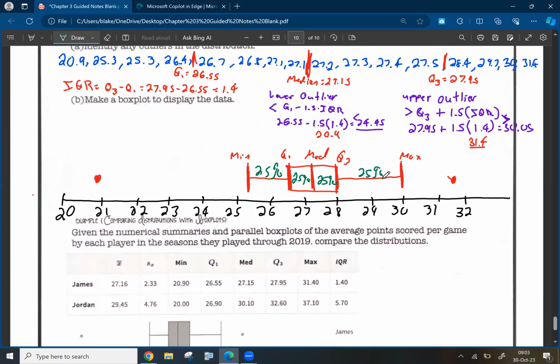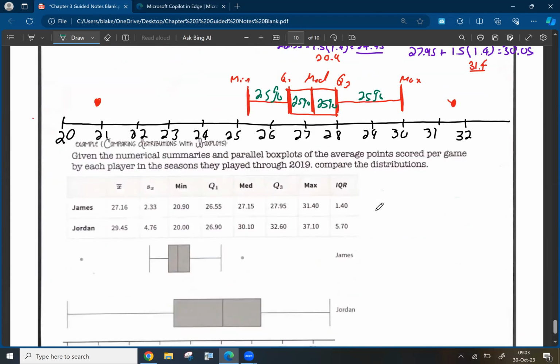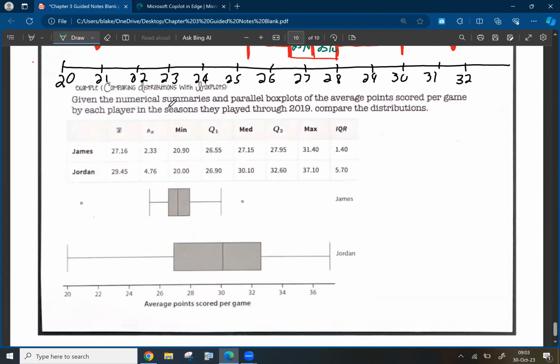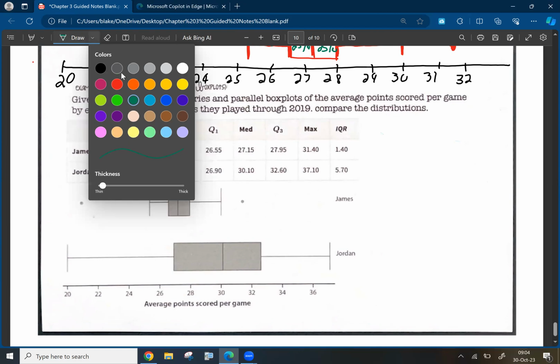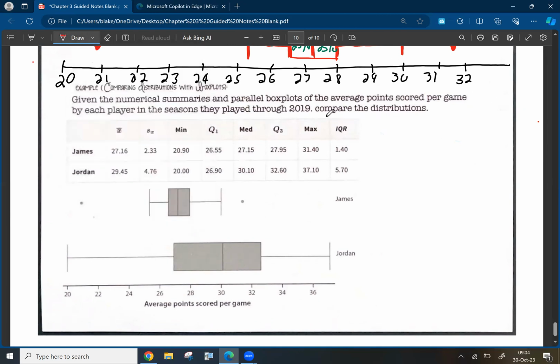There's your box plot for LeBron. So now we're going to jump back into this one, and we're going to compare LeBron's with Jordan's. It says compare the distributions. So when you compare the distributions, that means we are going to SOCS it up. Okay, so shape, outliers, center, and spread. So we're going to start with shape.